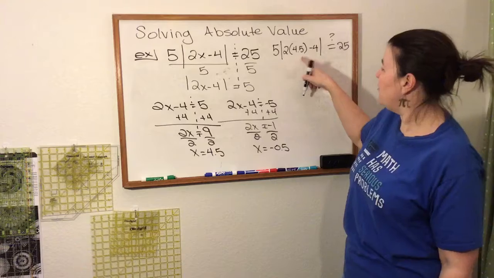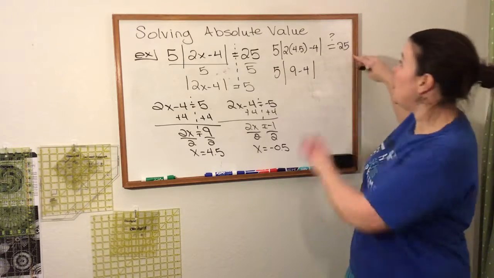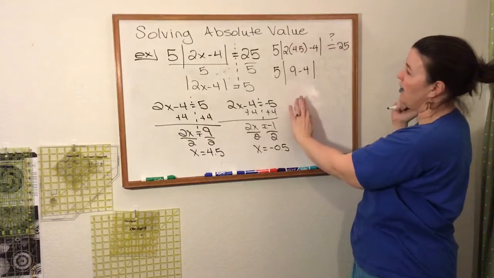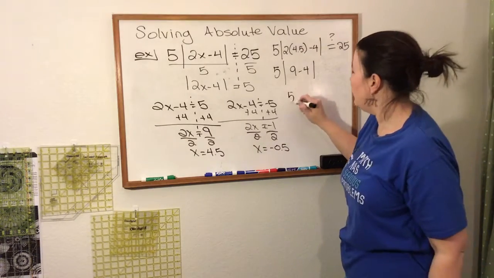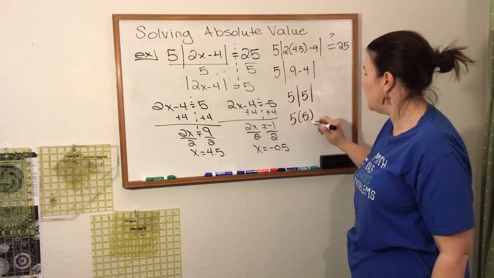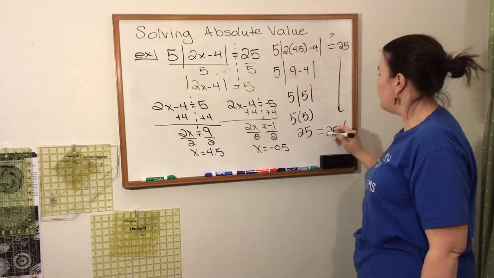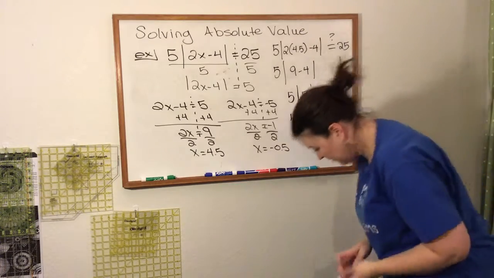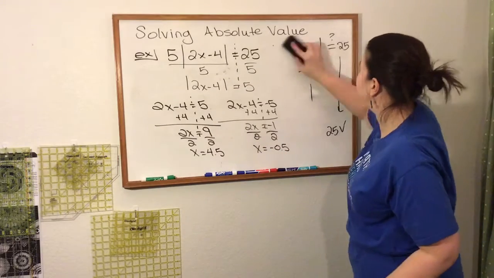All right, 2 times 4.5 is 9. Now I'm going to ignore the right-hand side. I'm just going to work the left-hand side to make sure it equals 25. 9 minus 4 is 5. The absolute value of 5 is 5, and 5 times 5 is 25. So that one worked perfectly. So I'm a genius. All right? Now I'm going to try negative 0.5.